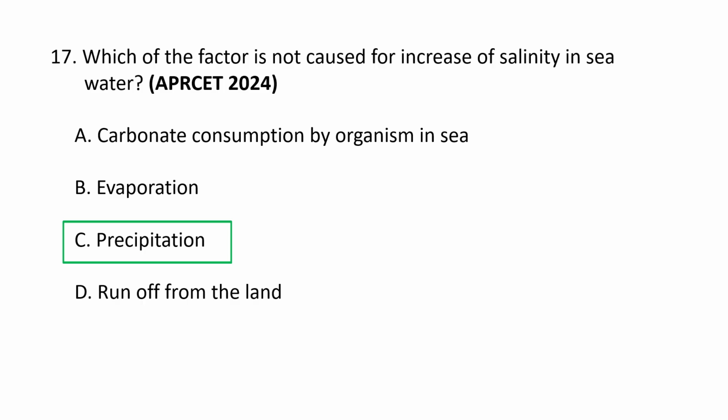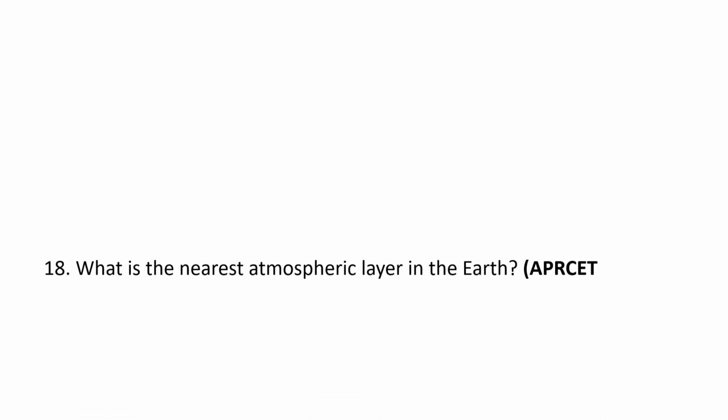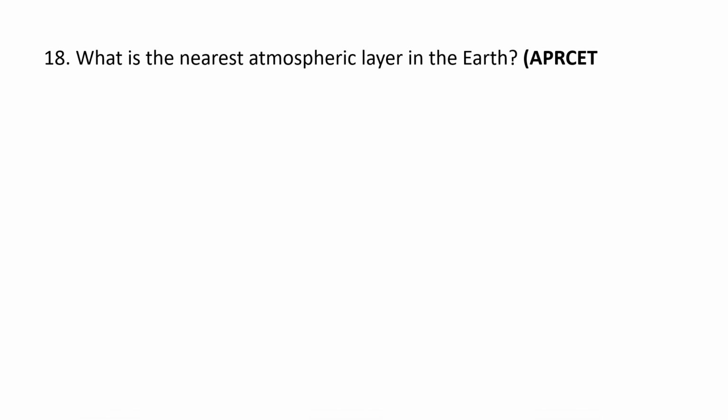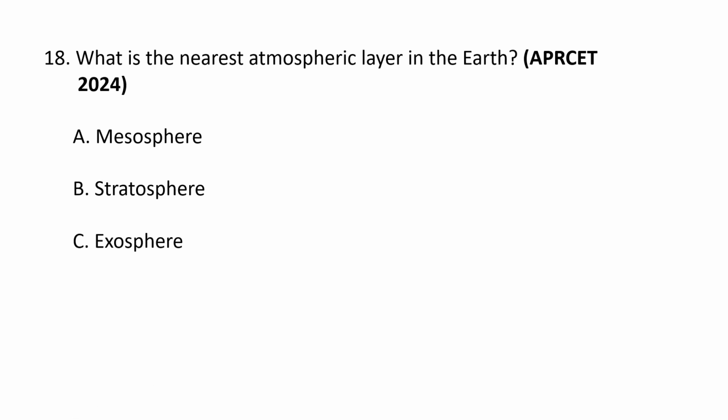Precipitation. Next question. What is the nearest atmospheric layer in the Earth? A. Mesosphere, B. Stratosphere, C. Exosphere, and D. Troposphere. The nearest atmospheric layer in the Earth is troposphere. The lowest layer of the atmosphere where weather occurs is the troposphere. It extends from the Earth's surface up to about 10 to 15 kilometers, though its height varies with the location.